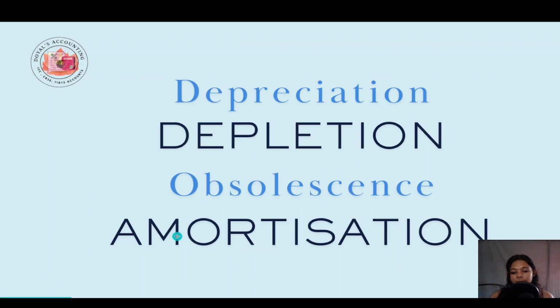And next term that we have is amortization. Amortization is nothing but depreciation, but it is charged on intangible assets. That's the only difference between depreciation and amortization. Amortization refers to writing off a proportionate value of the intangible asset like goodwill or copyrights or patents. It is similar to depreciation. The only difference is that it is charged on intangible asset.